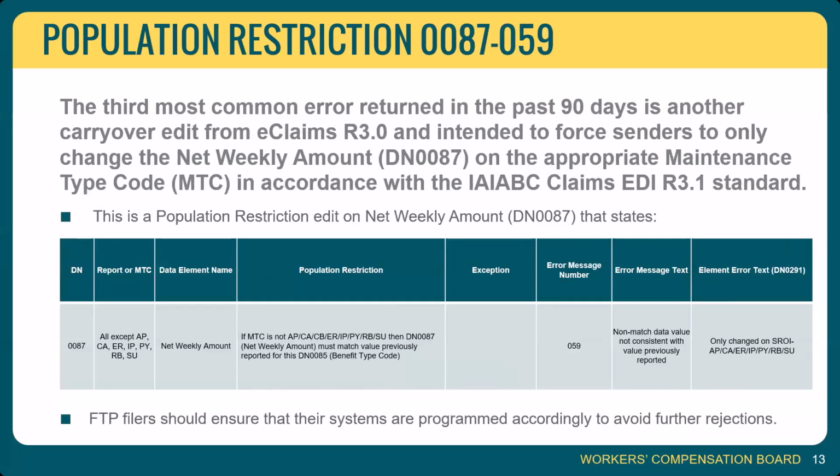And the third most common error is also a carryover edit from Release 3.0, and just forces senders to only change net weekly amount on the appropriate maintenance type code in accordance with the IAIBC claims standard. So this population restriction 087059 just again prevents you from changing that net weekly amount except on the appropriate MTC.